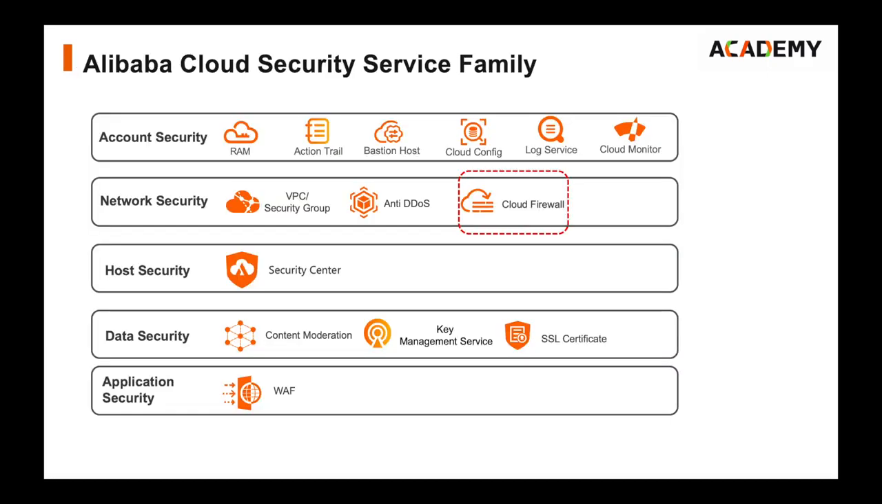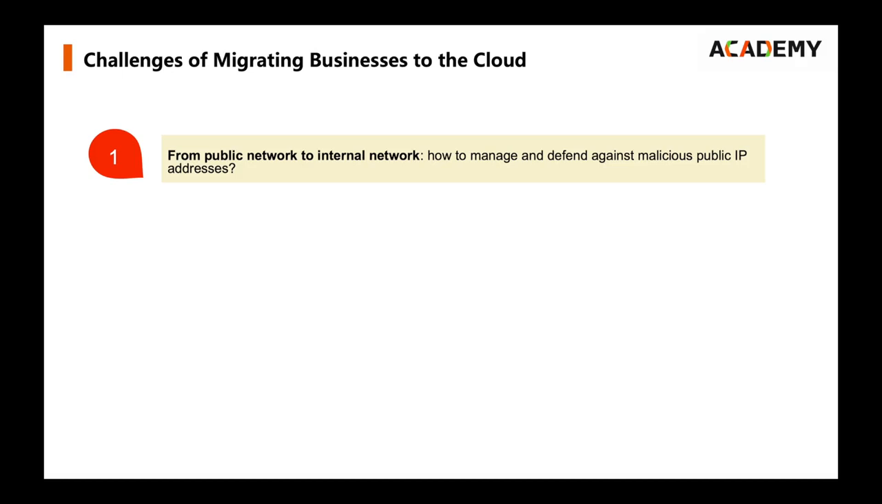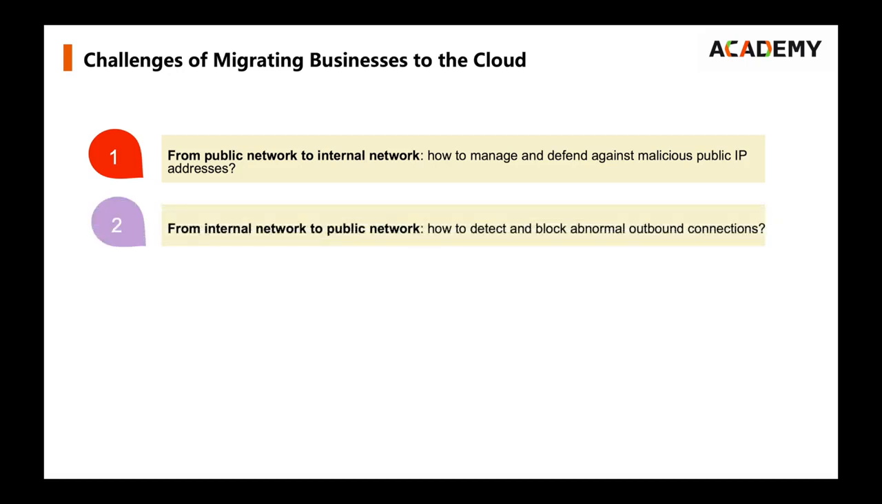Let's now turn our attention to Cloud Firewall. So Cloud Firewall is essentially an on-cloud firewall service. One of the issues you have when you migrate to the cloud is you need to worry about how to manage traffic between public and internal networks. How do you segregate those, and how do you defend against malicious traffic? And then there's from internal to the public network, how do you detect and block abnormal outbound connections? That's an issue. So it's not just about defending yourself from attackers on the internet, it's also detecting unusual outbound connections from your own intranet.